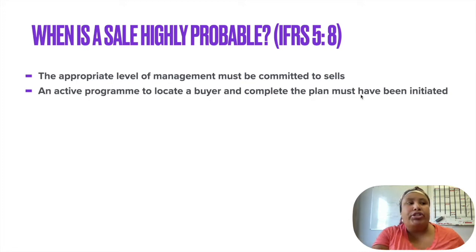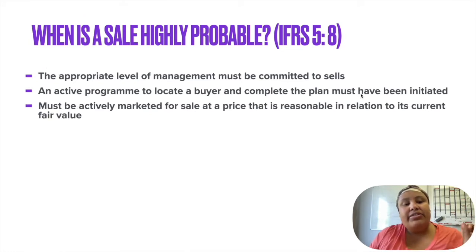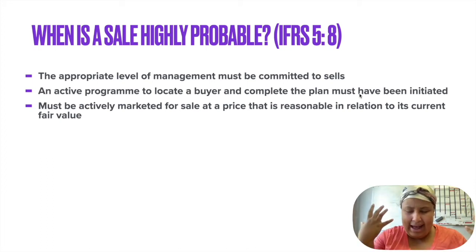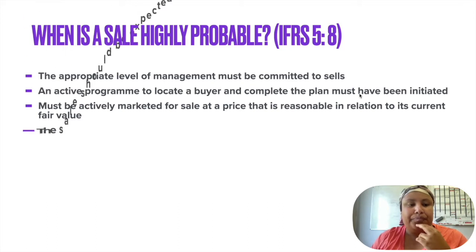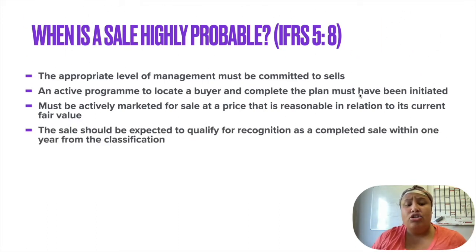So they must already be in the process of getting a buyer, and then have a plan to sell the asset. It must also be actively marketed for sale at a price that is reasonable in relation to its current fair value. So if you have a property that is being marketed at an amount way above its fair value, then we would say it's not reasonable that it's going to be sold, so it wouldn't meet this criterion of highly probable. Okay, the fourth one says that the sale should be expected to qualify for recognition as a completed sale within 1 year from the classification. So it's really important that once you classify it as held for sale, the intention is not that it's going to go on for years and years and years.